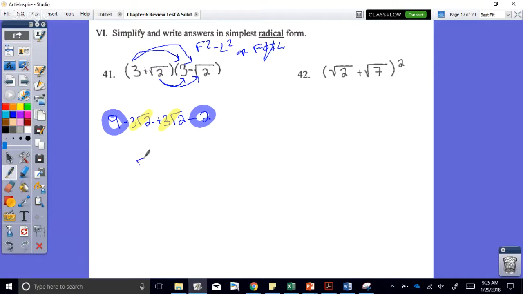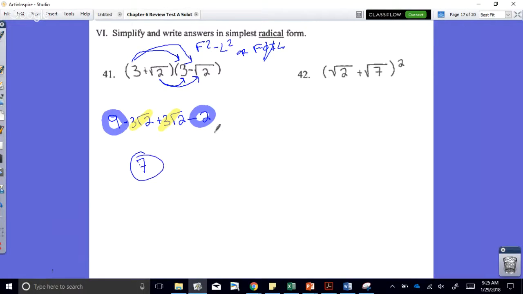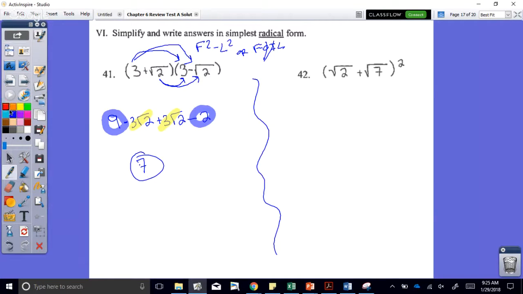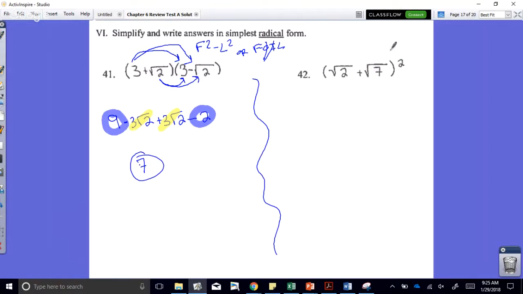And 9 minus 2 gives me 7. Next one, same thing. We've got root 2 plus root 7, squared. So you could write this as root 2 plus root 7 times root 2 plus root 7, and you could FOIL. However, I also taught you a shortcut, and the shortcut says to multiply something squared, squared.